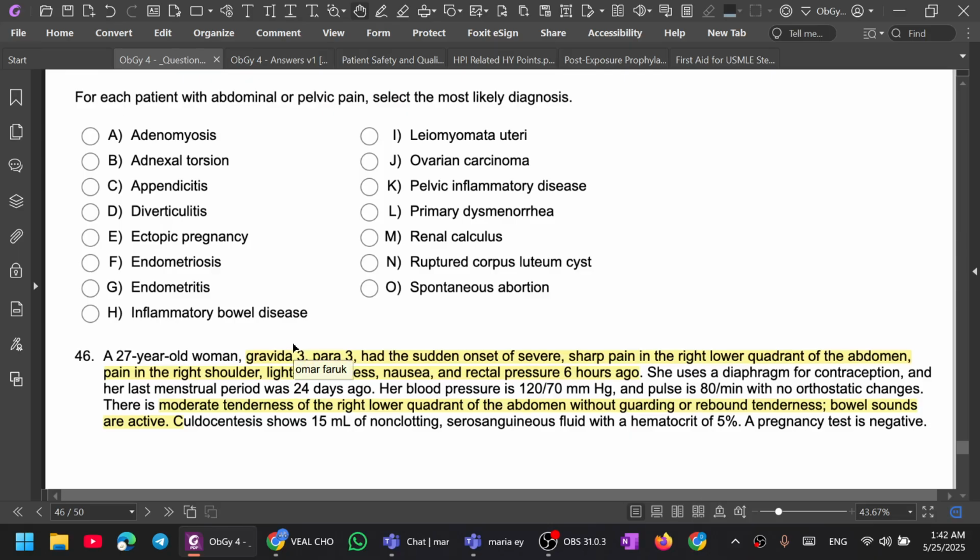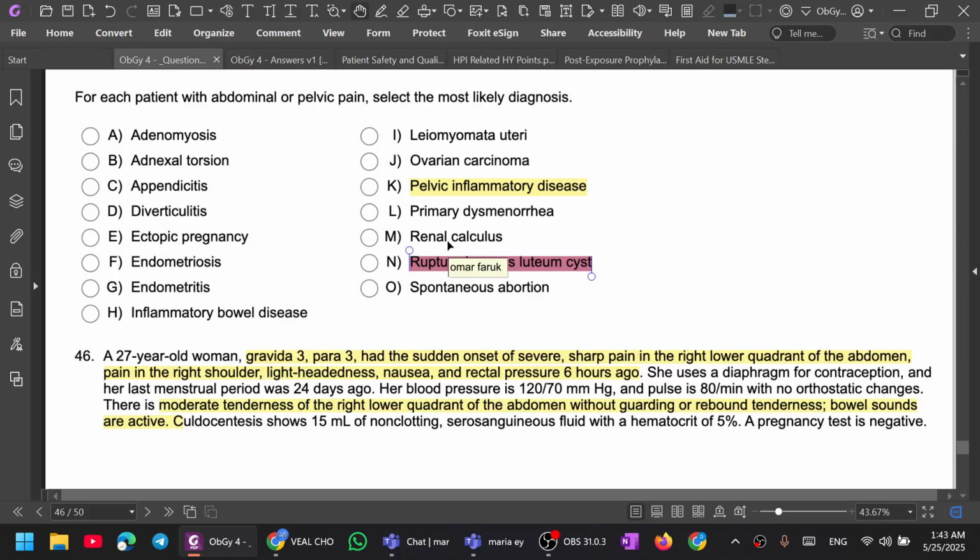And then, you say pressure in the rectum. This inflammatory? Ah, that makes sense. Okay, ready? The answer is, did I pass it? No. Oh, ruptured corpus luteum cyst, I was completely out.